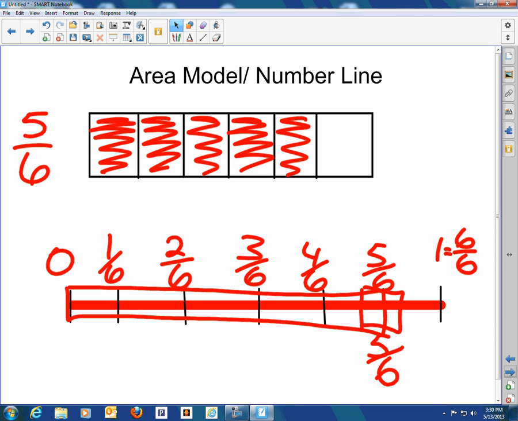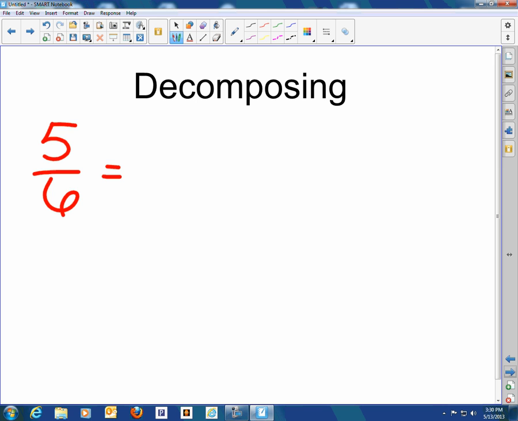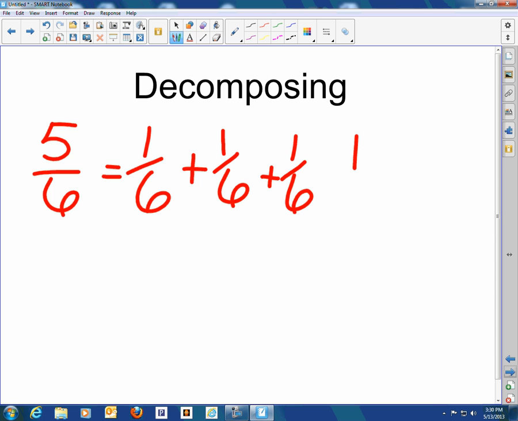The next thing we're going to look at is decomposing. Decompose means to break down. So we're going to come up with different ways to break down 5/6. The very first way that you should always decompose a fraction is using the sum of the unit fraction. So if I write an equation, I would have 1/6 plus 1/6 plus 1/6 plus 1/6 plus 1/6, and that equals 5/6. That is decomposing or breaking down our fraction 5/6 by using a unit fraction.